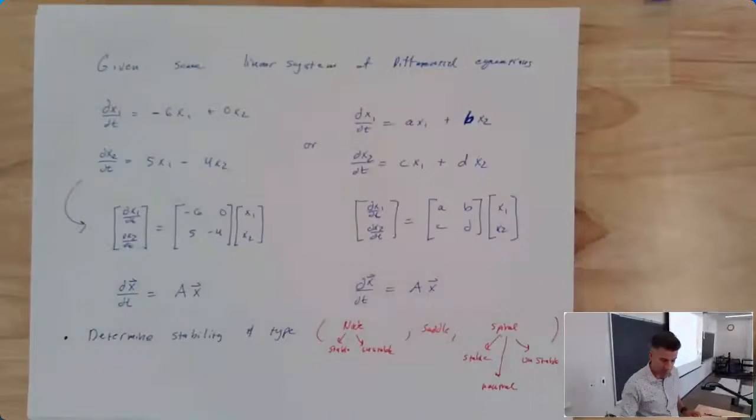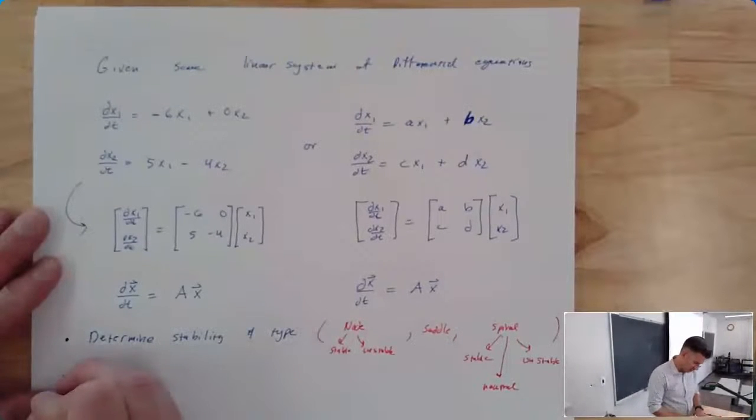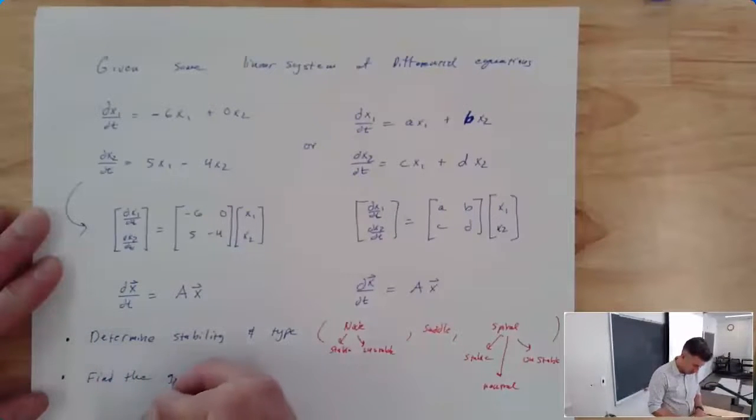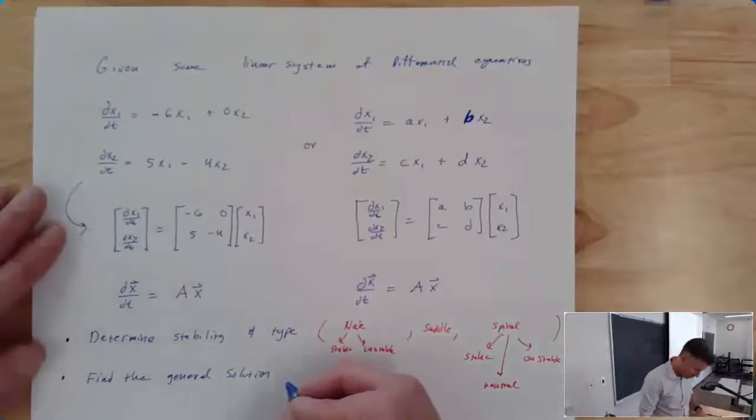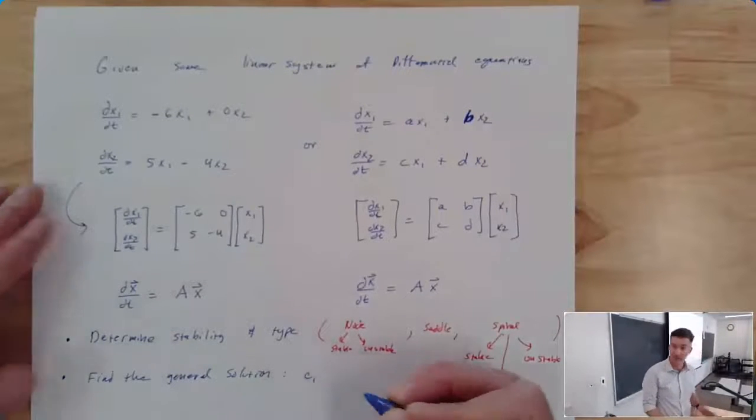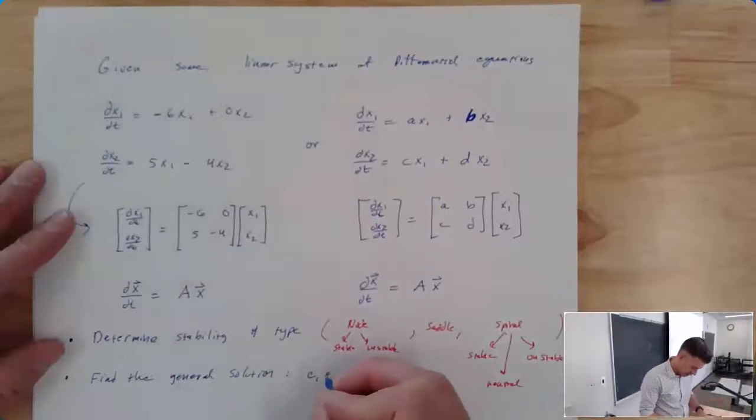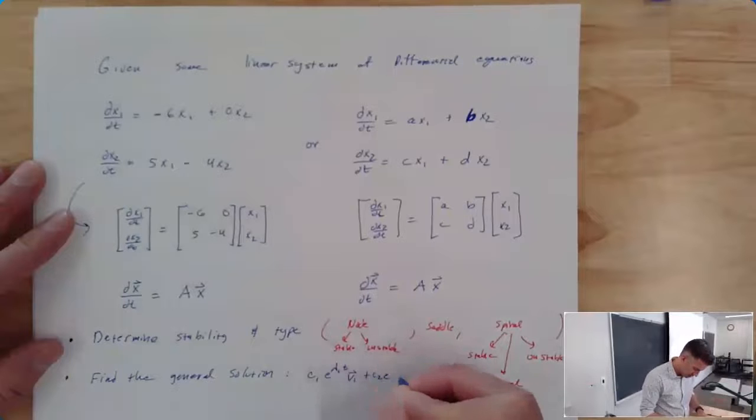And then, what else? Oh, sorry, there's a couple of things. So we can also be asked to find the general solution, which looks like C1 e to the lambda 1 t times v1 plus C2 e to the lambda 2 t times v2. So that's just finding the eigenvalues and eigenvectors.